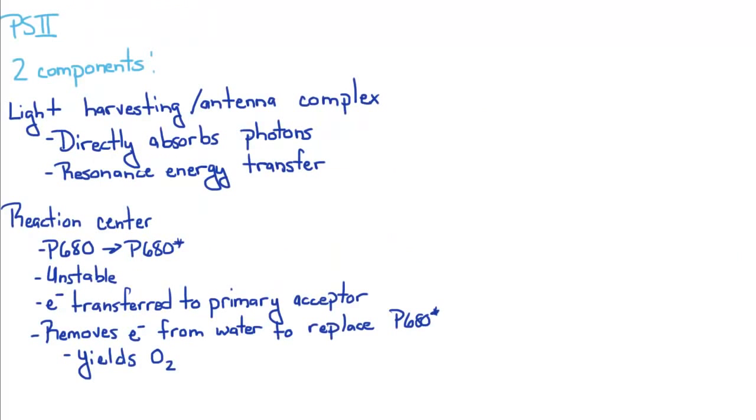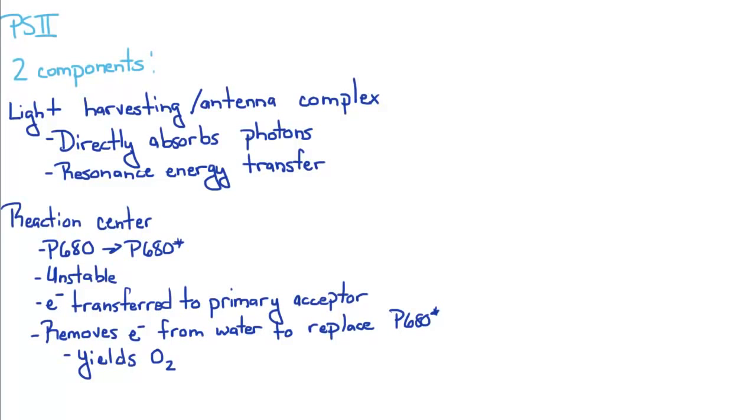So the first complex involved in photosynthesis, the light-dependent reactions, you've got your photosystem 2. It has two components. There's a light harvesting complex or antenna complex. This is going to directly absorb photons and transfer energy from resonance or transfer double bonds, electrons, all that good kind of stuff. Then you've got the reaction center, which has your P680 molecule. Your P680 molecule is going to be oxidized whenever it gives up an electron.